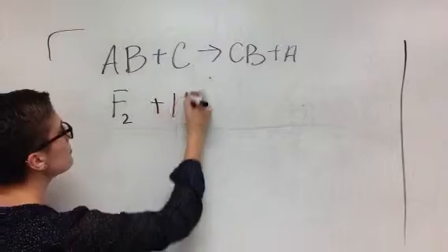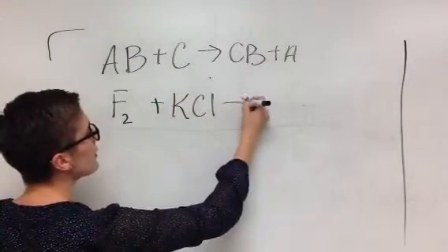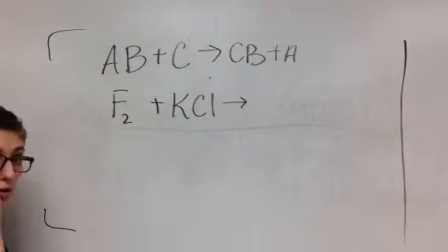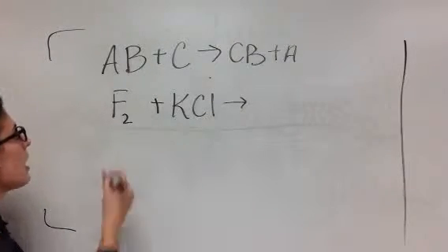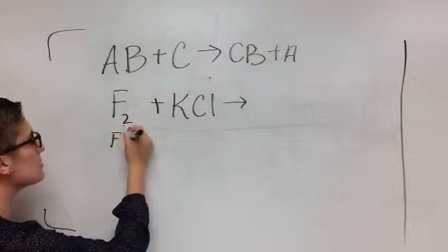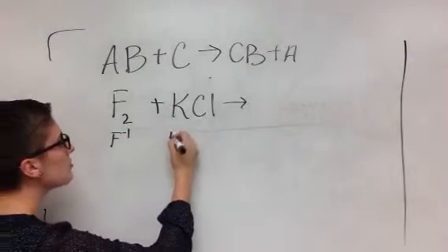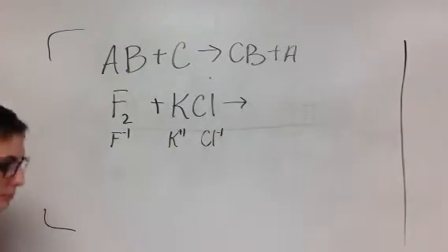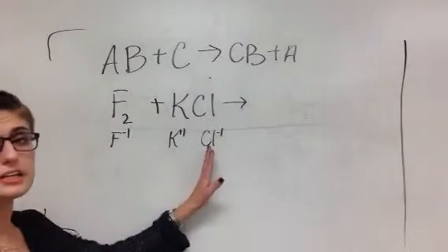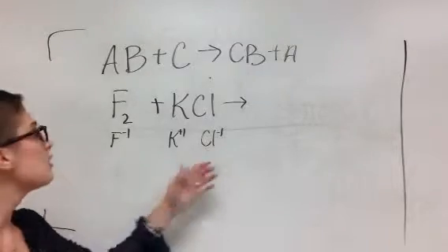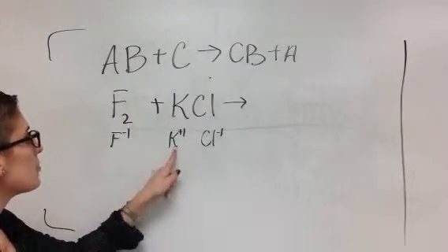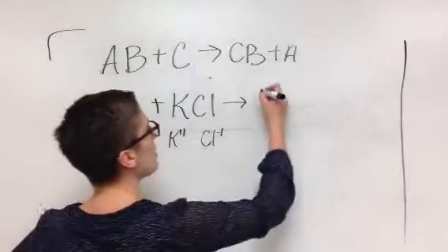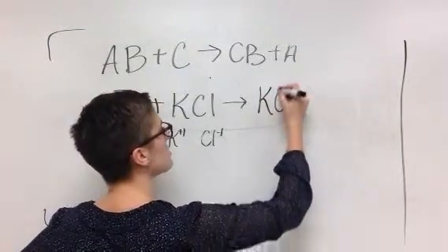plus KCl. And before I do anything, again, I'm going to write the charges in. Why do I have F2 here? Well, fluorine is a Hofbrinkel. And I know the charge of a fluorine ion is -1. The charge of potassium is +1. And the charge of chlorine is -1. Now, could I have fluorine and chlorine come together? No way, because they're the same charge. But potassium and fluorine would definitely be attracted to each other. So I can go ahead and write that as a product.